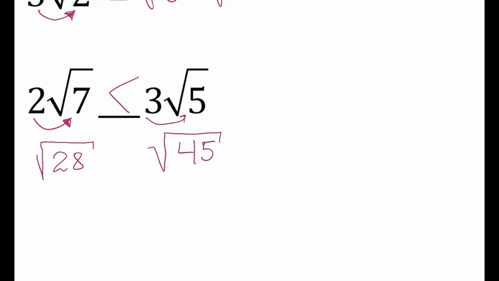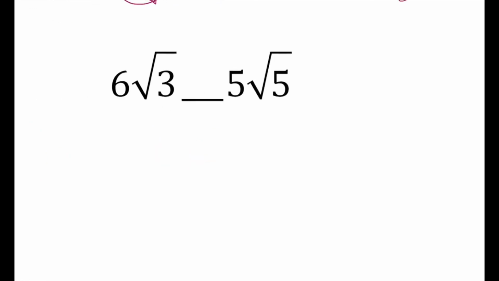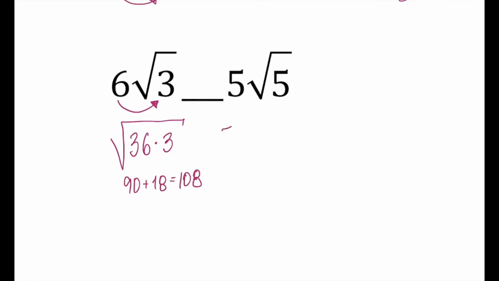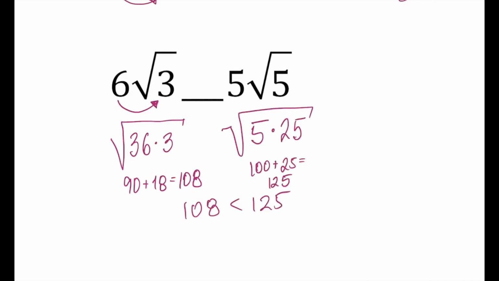So when you put it under the radical, 6 square roots of 3 versus 5 square roots of 5. Shove 36 under, square root of 36 times 3, that's 90 plus 18. So 108 versus 5 square roots of 5. So that's 5 times 25, which is going to be 100 plus 25, 125. That means that 6 square roots of 3 is less than 5 square roots of 5.